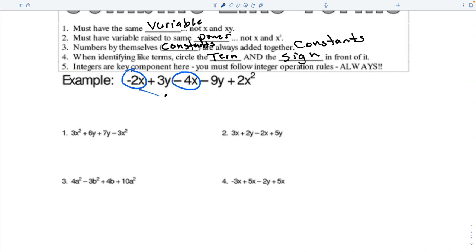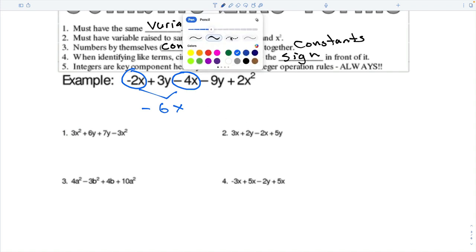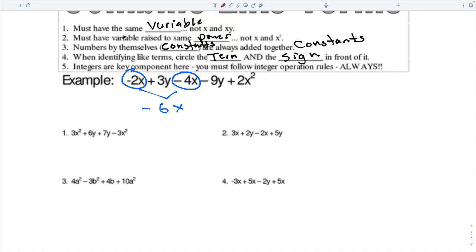That combines to -6x. Why don't I also combine the 2x squared, Colton? Because there's a power, so I do not combine that one. Jackson: I can't even bring the number 2 in? It says must have the variable raised to the same power.